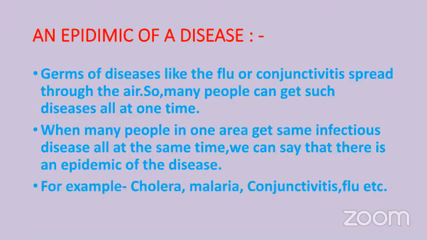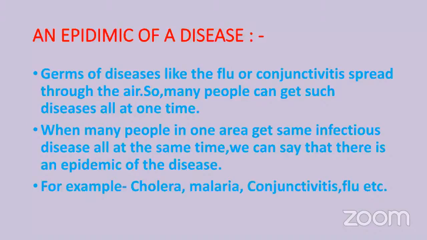Okay, beta, continue. Yes, teacher. Conjunctivitis spreads through the air. Through the air, so many people can get such diseases all at one time. When many people in one area get the same infectious disease at the same time, we can say that there is an epidemic of the disease. For example, cholera, malaria, conjunctivitis, flu. Very good.